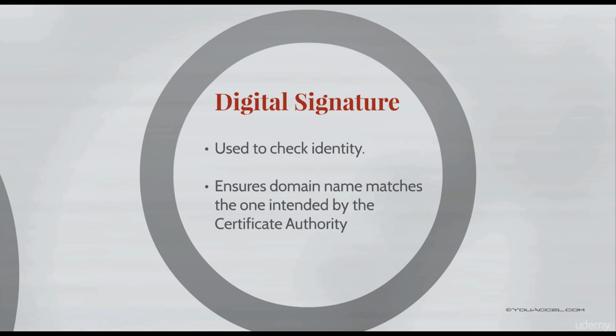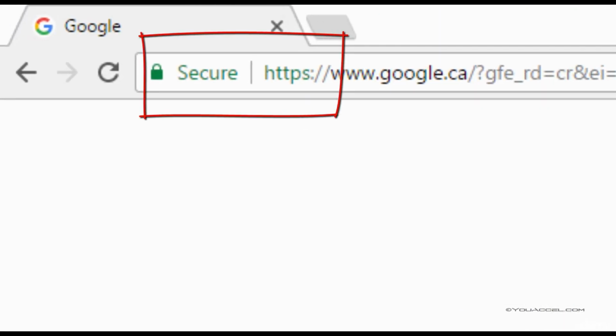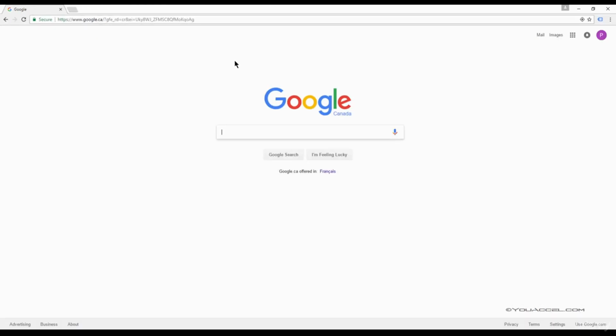The digital signature can be used for a variety of important tasks, such as checking the identity to make sure the domain name using the certificate matches what was intended by the certificate authority. For example, if we visit google.com, we can see the web page is encrypted using an SSL certificate. Our computer essentially downloads this certificate from this web host server and checks to make sure that the domain name matches the one on the certificate.